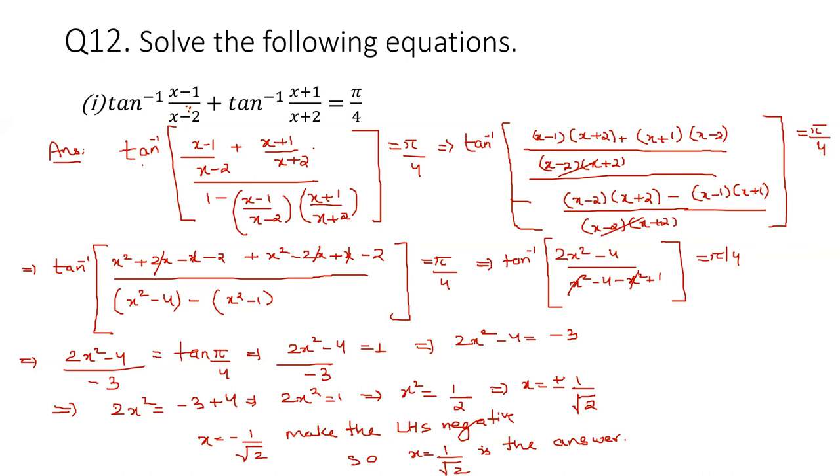Sir, can you explain the last part? Yes. Atif, if we take this one, minus 1 by root 2, and you put it here, then please check here. What is happening is that this will make the LHS negative.